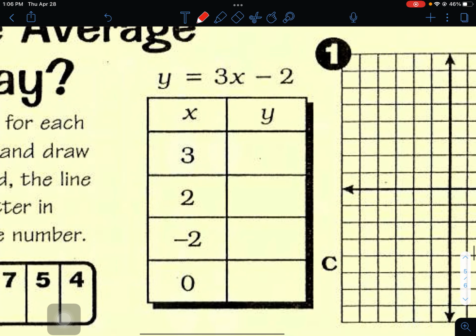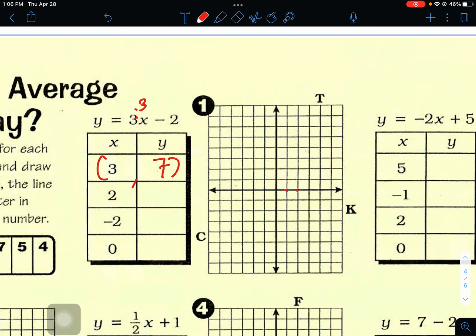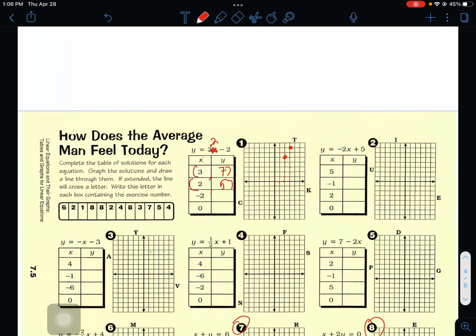So right here, if my x is 3, I put 3 in here. 3 times 3 is 9. Minus 2 is 7. This would be my first point, 3, 7. So I'd go right 1, 2, 3, up 7, 1, 2, 3, 4, 5, 6, 7. Now I'd put in 2. 3 times 2 is 6. 6 minus 2 is 5. There's our second point, 2, 5. So I go right 2, up 5. And you can already start to see the line. Then I'd have to do it a couple more times.